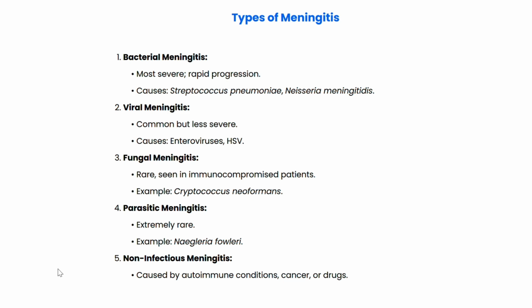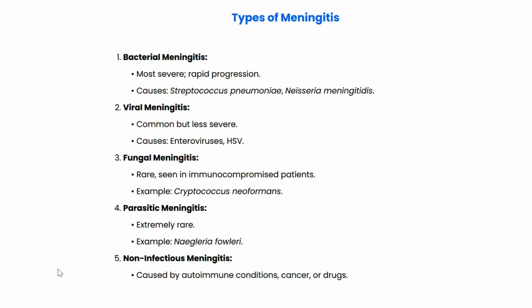Meningitis can be classified based on its cause. Each type has its own implications and treatment strategies. Let's break it down. Bacterial meningitis. This is the most severe form and requires immediate medical attention. It is caused by bacteria such as Streptococcus pneumoniae, Neisseria meningitidis, and Haemophilus influenzae. It progresses rapidly and can cause permanent neurological damage if untreated.